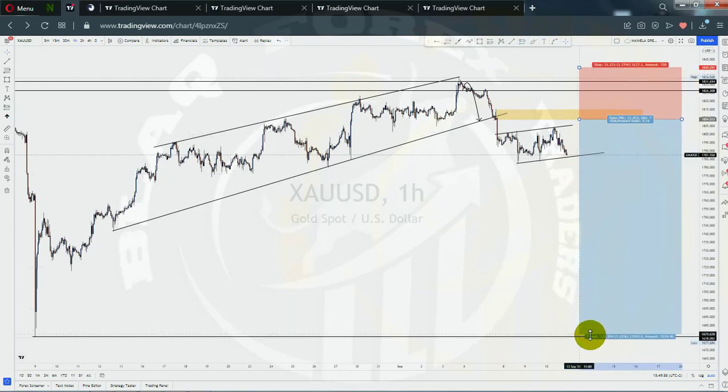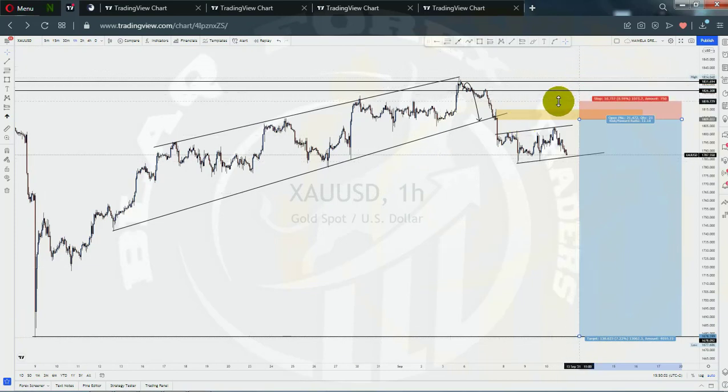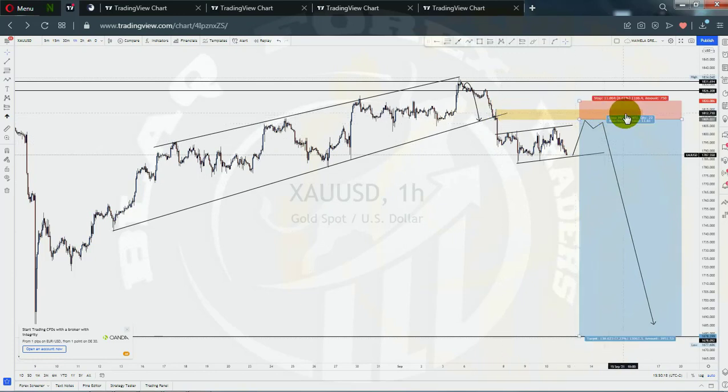So I'm anticipating them to come to this level here. I'm not saying I'm 100% sure they're going to come here. That's just my anticipation that they should come to that level. But for now, this is what I'll be looking for. This is the movement that I'll be looking for on gold, something like this. So this is my setup for next week, just a continuation channel here plus supply level here, then we drop to the downside.